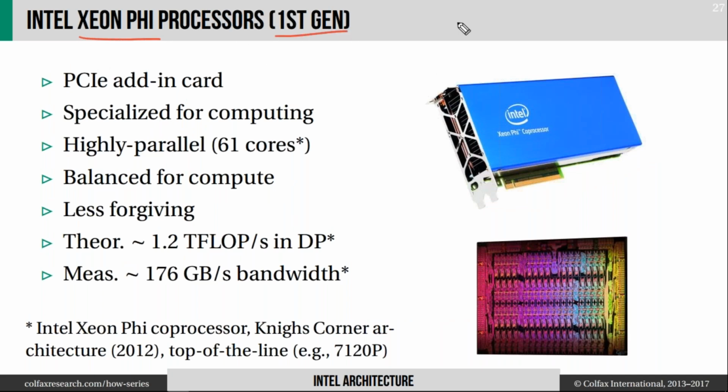Well, first generation Xeon Phi, first released in 2012, was based on the Knights Corner architecture. And it was available only as a PCI Express add-in card. It means that you had to have a host, and you install this card into a host system powered usually by a Xeon. Xeon Phi is specialized for computing.